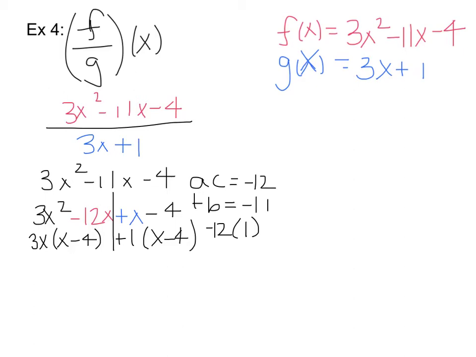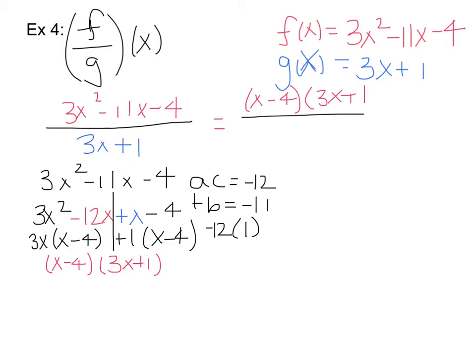So this factors to x minus 4 times 3x plus 1. Okay, so I go ahead and I write that in the top now, because this factors to x minus 4 and 3x plus 1. And then I still divide it by 3x plus 1. Now, since there's the exact same thing in the top and the bottom, this cancels out, and I'm left with x minus 4 as my answer.